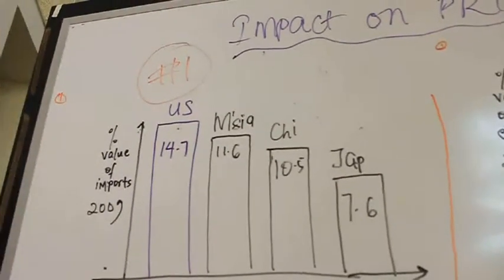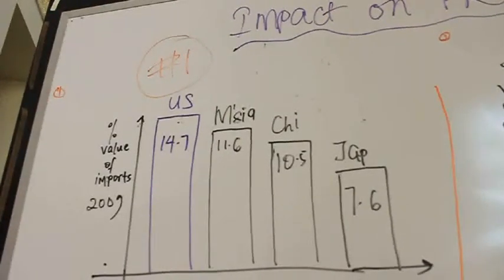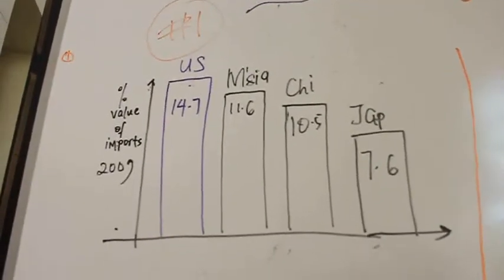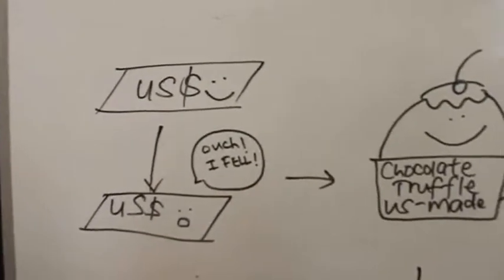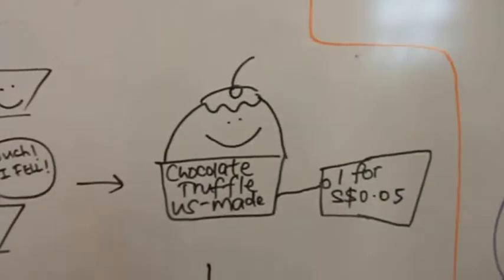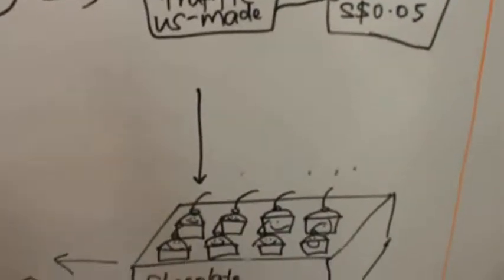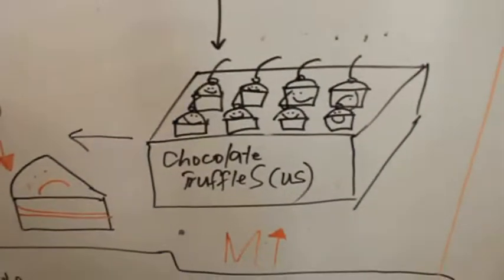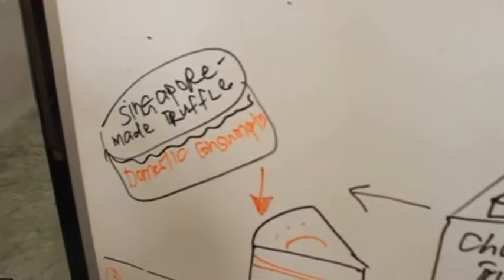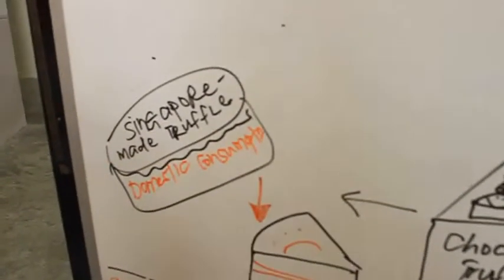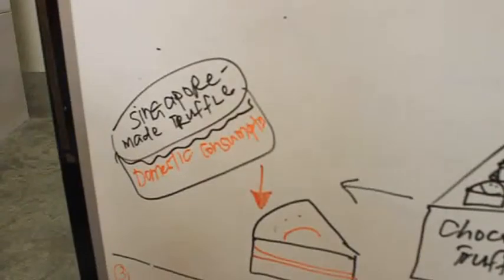So what is the impact on prices in Singapore? From the diagram, we can see that the US is Singapore's main importer. A fall in the US dollar would lead to US imports being relatively cheaper and hence increasing the value of imports and decreasing the domestic consumption, as domestic goods will now be substituted by the US goods.